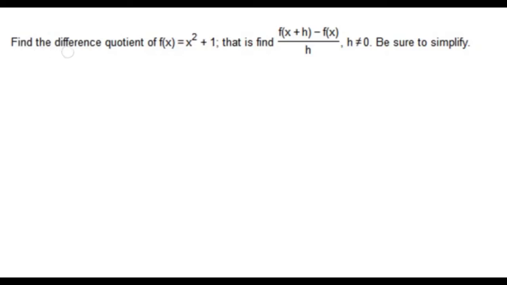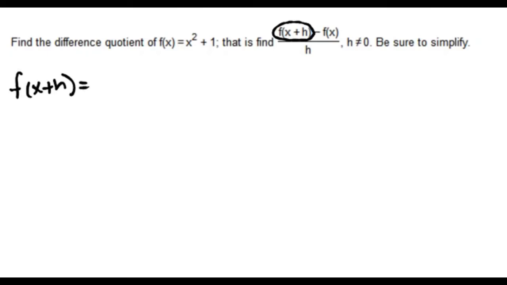On this question, we want to find the difference quotient of f of x equals x squared plus 1. That is, find this difference quotient here. This is the formula for difference quotient, f of x plus h minus f of x over h, where h is not equal to 0, and simplify. We want to calculate this difference quotient for our function f of x equals x squared plus 1. We're going to take it in stages, so we're going to start by calculating this part here, f of x plus h.